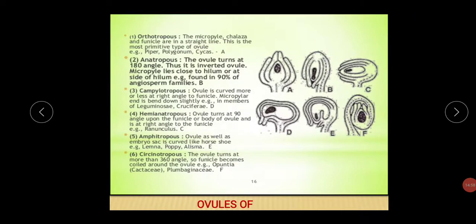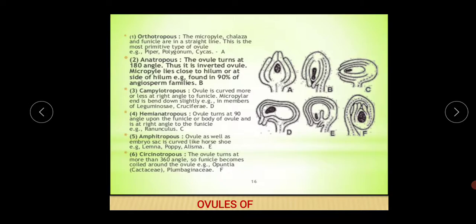Next, there are different types of ovules. The first one is the orthotropous ovule. Diagram A depicts the structure of the orthotropous ovule. Here the micropyle, the tip opening, the chalaza, the basal part, and the funicle, the stalk-like structure, are in a straight line. This is the most primitive type of ovule. Plants like Cycas, Polygonum, and Piper all have this orthotropous ovule.